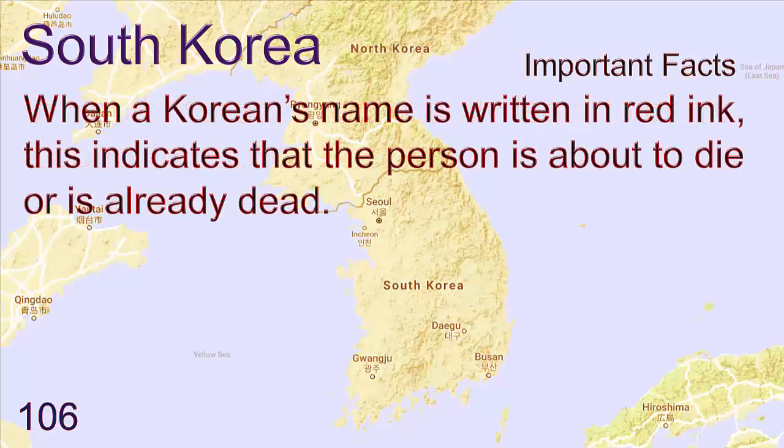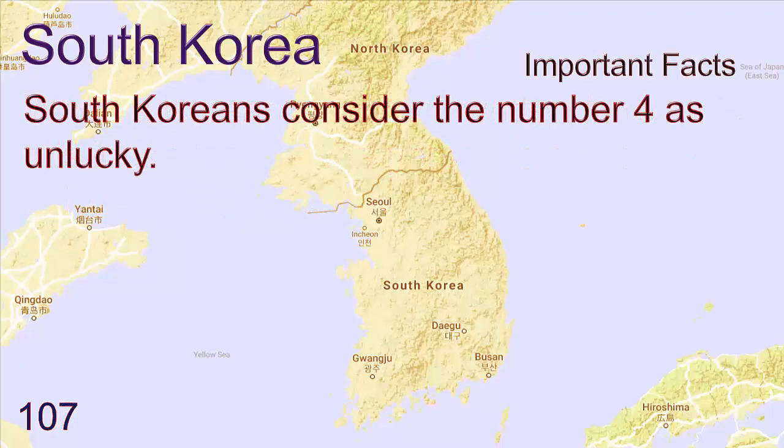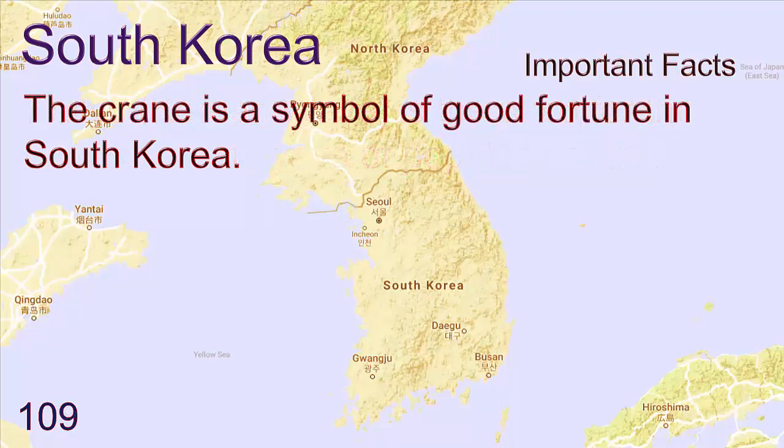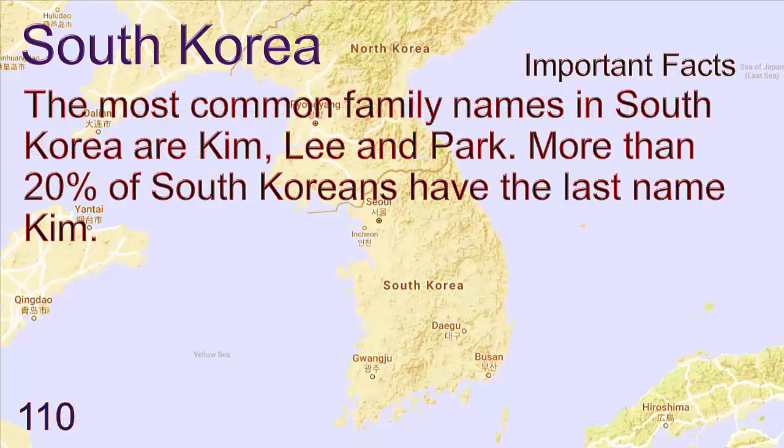When a Korean's name is written in red ink, this indicates that the person is about to die or is already dead. South Koreans consider the number 4 as unlucky. Hallyu is the word for the South Korean wave of popular culture. The crane is the symbol of good fortune in South Korea. The most common family names in South Korea are Kim, Lee, and Park. More than 20% of South Koreans have the last name Kim.